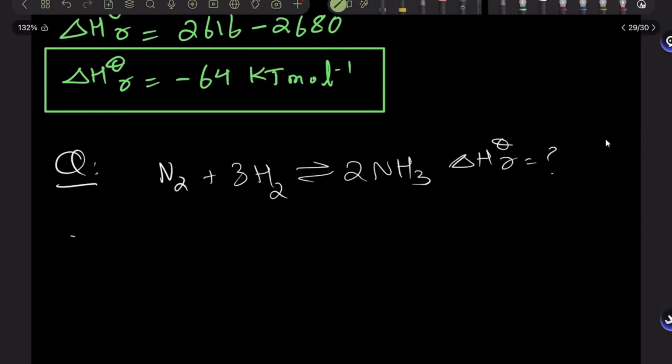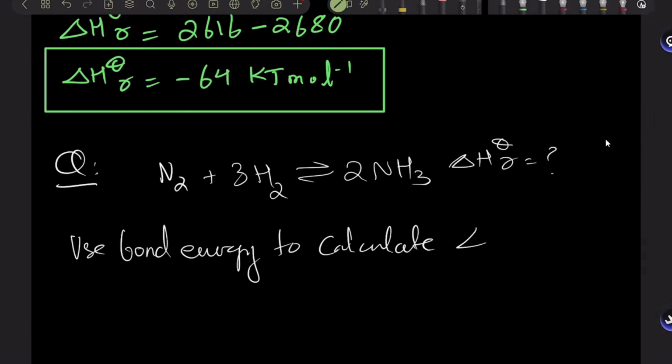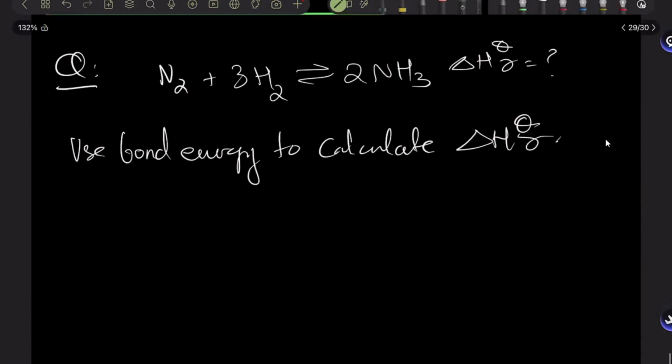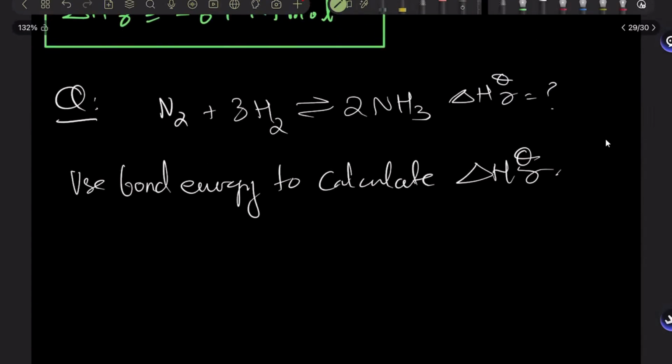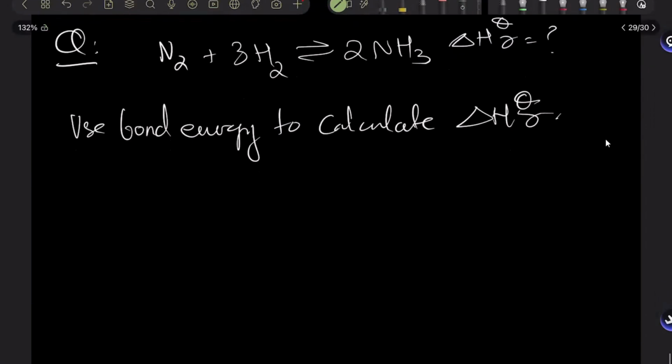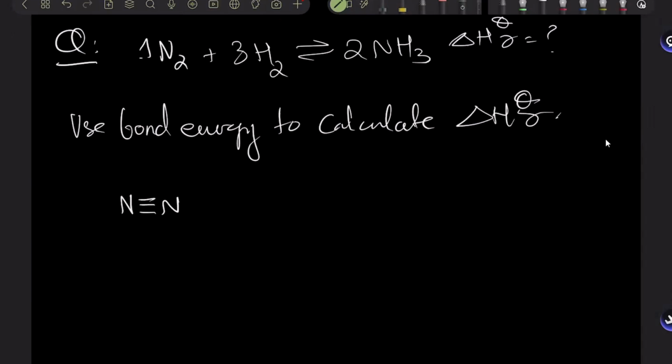So use bond energies to calculate delta H naught of reaction. Now you have to figure out the data yourself. What's the first step? You open up each molecule in your equation and you see what bonds are present. So nitrogen gas, it's nitrogen, nitrogen, triple bond. Since you have 1 mole, just make it 1. Plus hydrogen gas, it's hydrogen, hydrogen, single bond. You have 3 moles of hydrogen gas, so draw it like this.